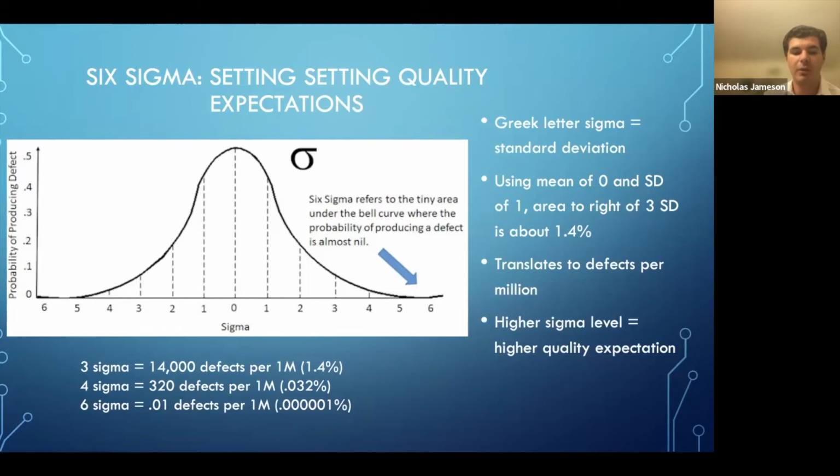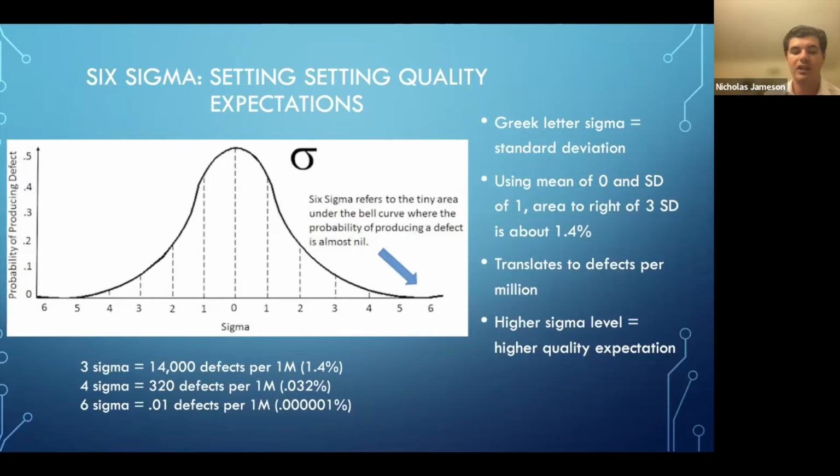We use these probabilities to find the number of defects per million. At a 3 sigma performance level, there are approximately 14,000 defects per million. A 4 sigma performance level would translate to approximately 320 defects per million, while a 6 sigma performance level would translate to only 0.01 defects per million.